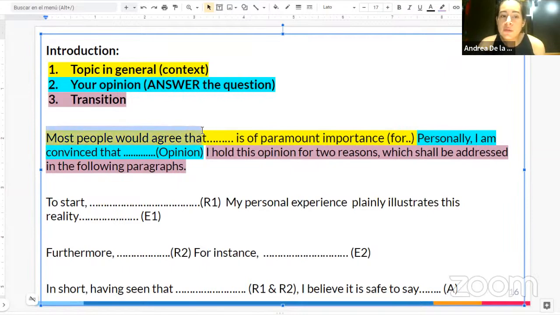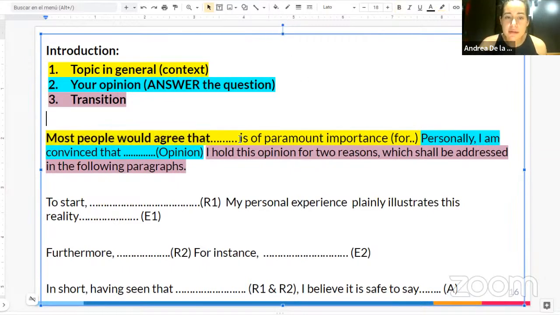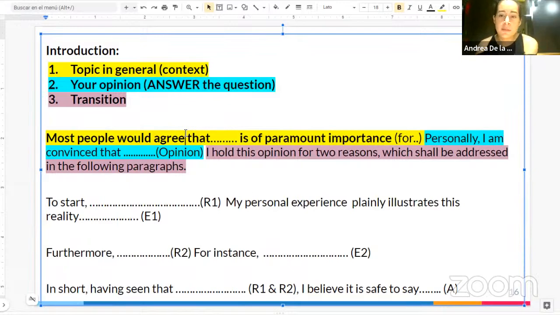So this is a good way to do it. You can say most people would agree that whatever is of paramount importance for that's option. So basically this means la mayoría de las personas estarían de acuerdo que algo es muy importante y puedes decir para tal cosa. Right? So you just have to complete this. It's a good way to start.